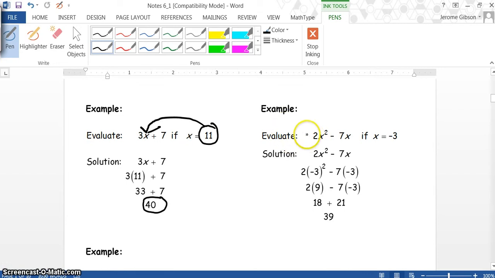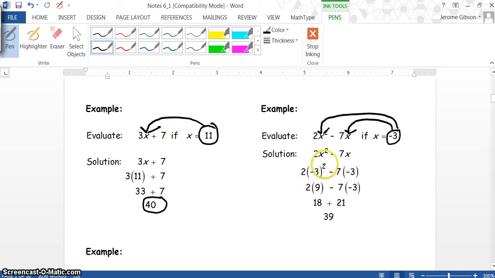Now we come to the second example. It says evaluate 2x squared minus 7x if x equals negative 3. So we want to take this negative 3, and wherever x appears, we will substitute in negative 3 for the x values. Now remember, this x is multiplied to this 2, but it's squared, and this x is multiplied to the 7. So when we come down here, when we substitute in our negative 3 for x, if you notice, we put it in parentheses. This is to signify that we substituted. So now we have 2 times negative 3 to the second power minus 7 times negative 3.